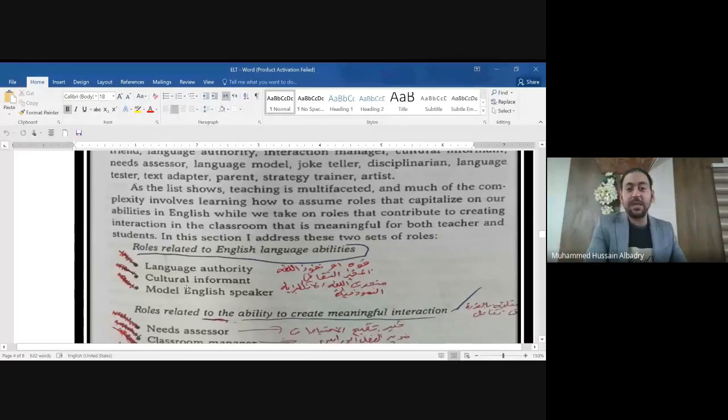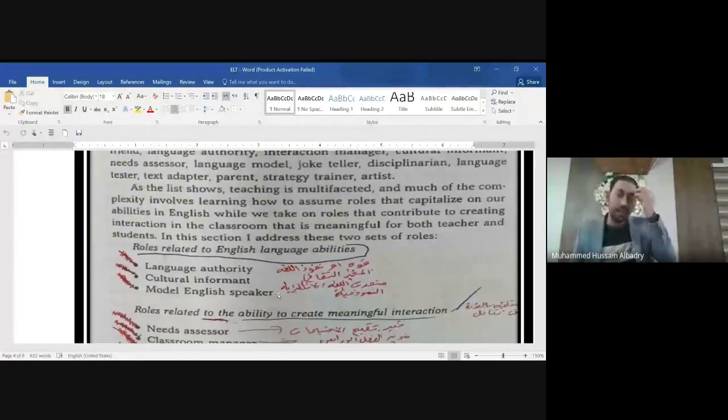So here we have related roles. Here we will talk about some of them, not all of them in this book. We have roles related to English language abilities. Don't depend on translation, this translation is wrong. For example, cultural informant is not a cultural spy. A cultural informant is a person who is well versed in the culture and has information about the culture. Okay? Language authority means having control of the language, a characteristic of the specialist, someone who is in control inside the classroom, whose language is dominant, who knows everything.